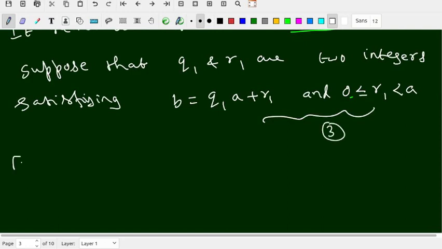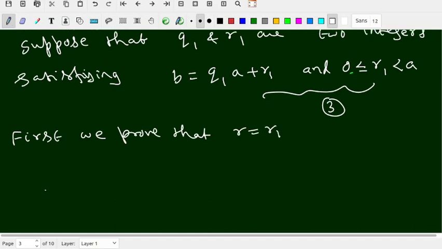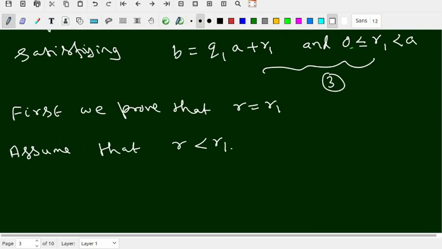So first we prove that r equal to r1. Suppose r is not equal to r1, then by the law of trichotomy r is strictly less than r1 or r is greater than r1. So first we assume that r is less than r1.